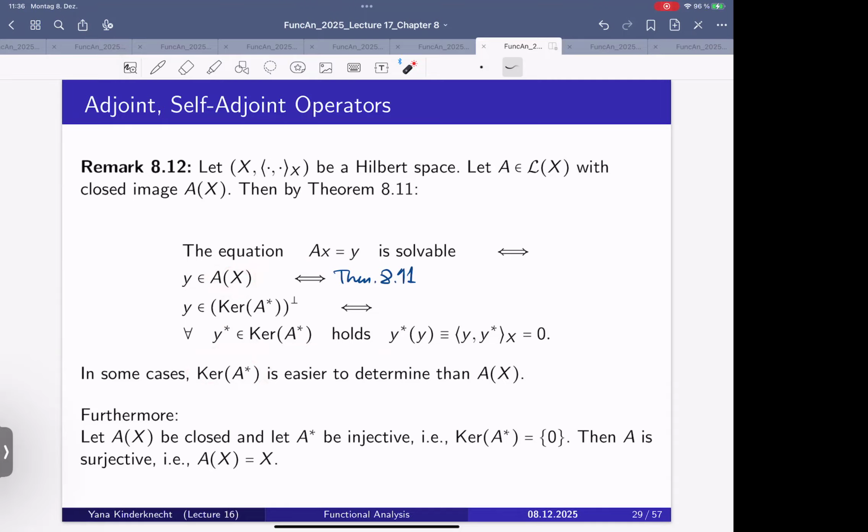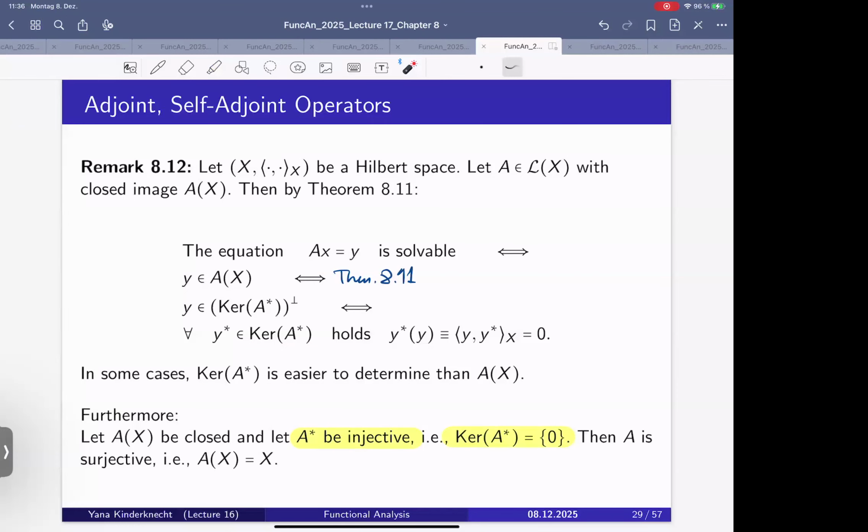Furthermore, let A of X be closed and let A star be injective. So what does it mean that A star is an injective operator? A star is a linear operator, so A star is injective means that the kernel of A star is just one element, the zero element of the vector space. Yes, for a linear operator, injectivity means exactly this. So there is only one element in the kernel, zero. But what does it mean?